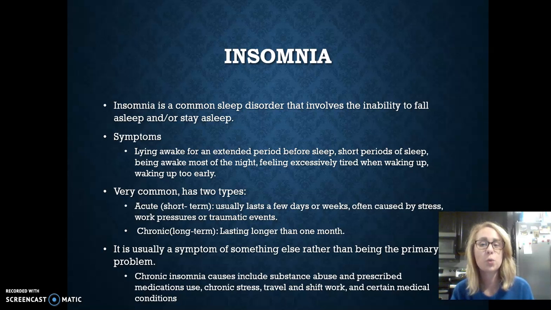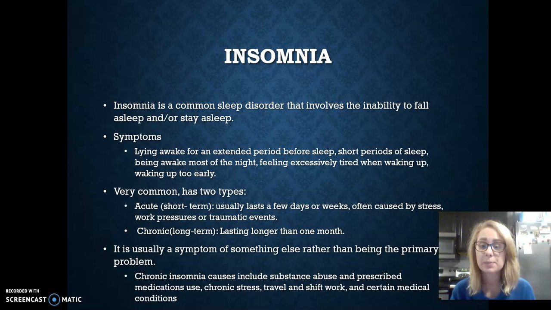Insomnia. Insomnia is a common sleep disorder that involves the inability to fall asleep and/or stay asleep. Symptoms: lying awake for an extended period before sleep, short periods of sleep, being awake most of the night, feeling excessively tired when waking up too early. Very common, has two types: acute, short term, usually lasts a few days or weeks, often caused by stress, work pressure, or traumatic events. Chronic, long term, lasting longer than 1 month.